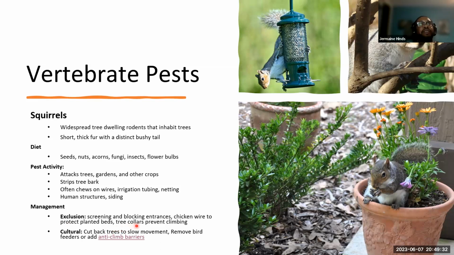Tree collars can prevent squirrels from climbing. As far as cultural controls, cut back trees to slow movements. For example, if you have trees with limbs over your house, squirrels can use that to get over to your house, come down your chimney and things like that. You want to remove bird feeders because lots of squirrels like to take from bird feeders. And there are even anti-climb barriers that you can put on bird feeders to make them fall off or slide off. There are different things to keep them at bay.